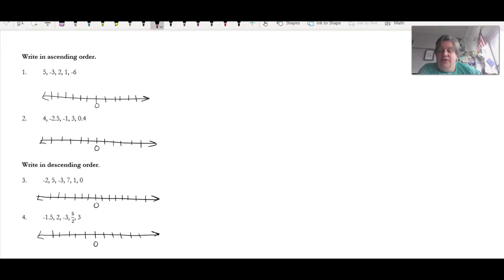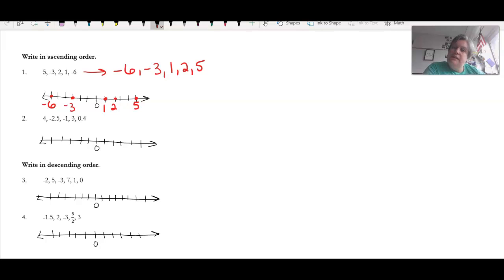Okay, so again, I drew the number lines for people because some people are going to like that. If you didn't need the number line, that is totally fine. Okay, so I'm going to graph 1, 2, 3, 4, 5. 5 is going to go here. -3, 2, and then -6, 4, 5, 6. Ascending means going up, so my smallest number is -6. Oops, I forgot one. Look at that. I forgot the 1. -3, 1, 2, and 5.